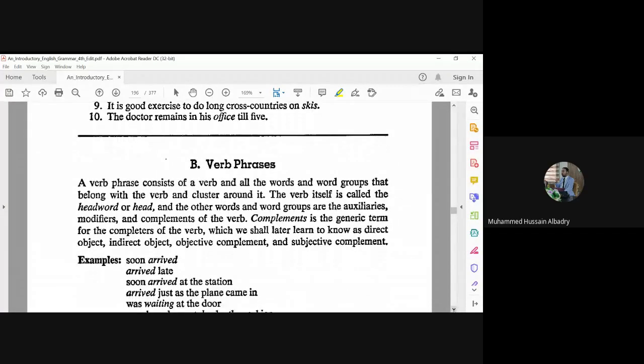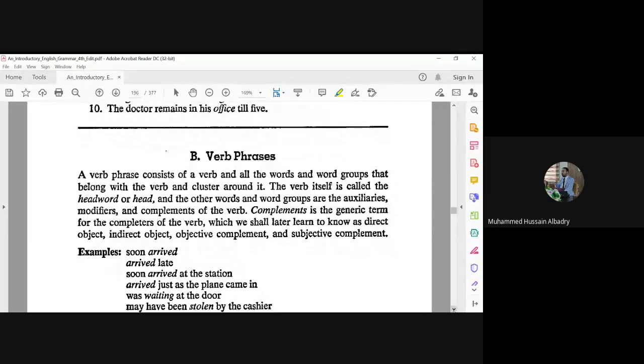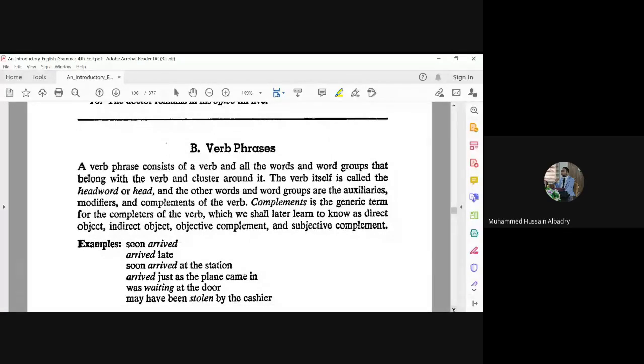Where we don't have one word but more than one word, what do we call it in English? We call it noun phrase. The same thing in English applies to verb phrase. Where is the verb phrase? Here we don't have noun phrases, here we have verb phrases. Let's see what a verb phrase is from the definition. It is important to know the definition. A verb phrase consists of a verb and all the words and word groups that belong. The same definition.